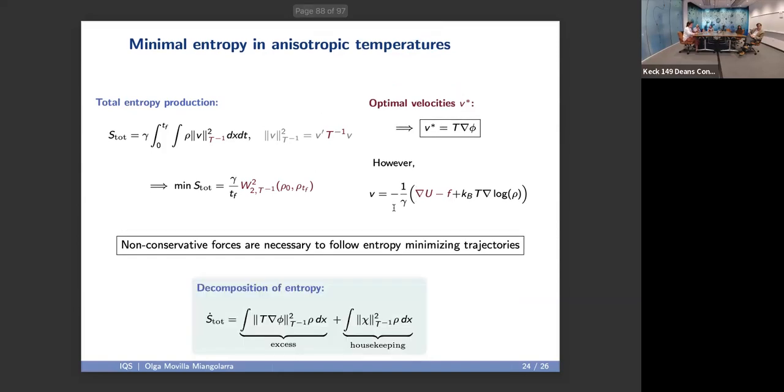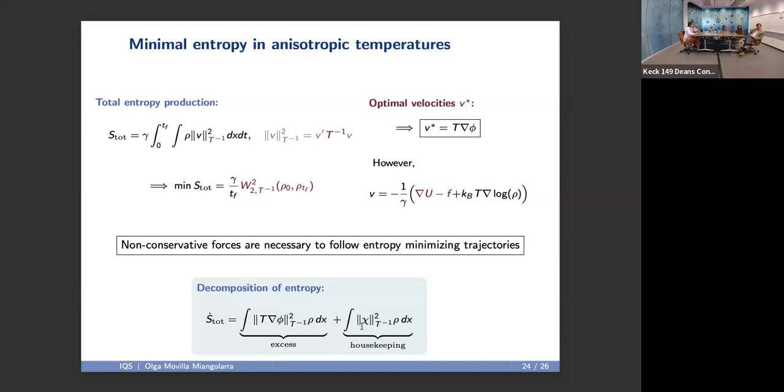So let me decompose entropy production into two different terms. To decompose entropy production in this way, we have essentially decomposed the velocity field into the T times the gradient part and the divergence-free part. And this is essentially a generalized Helmholtz decomposition. But it turns out that you can split it into these two terms.